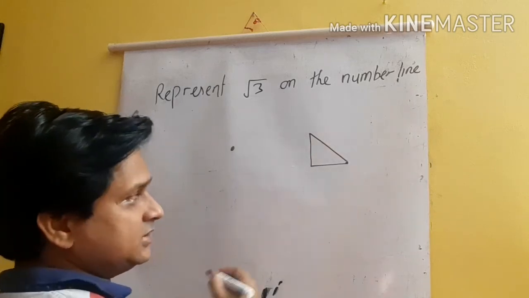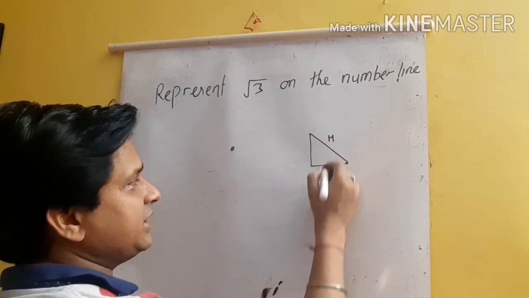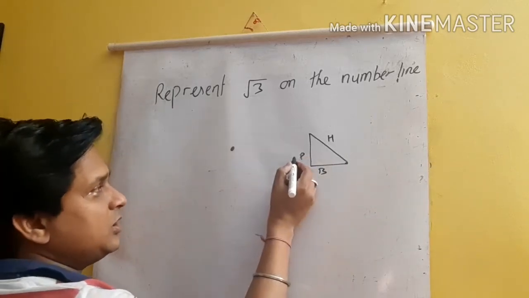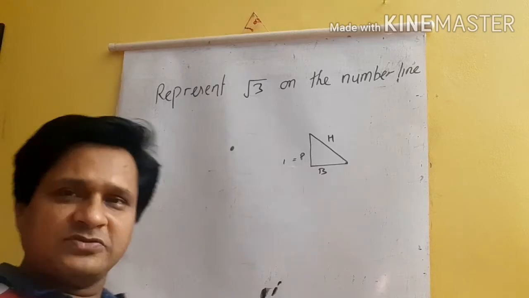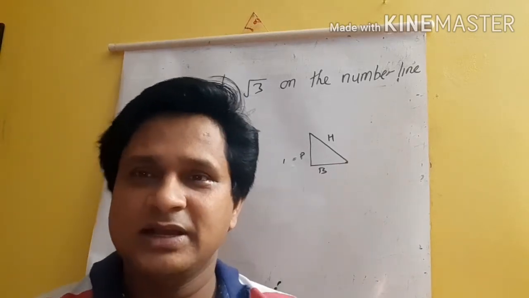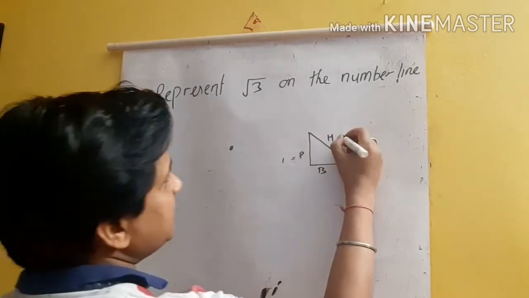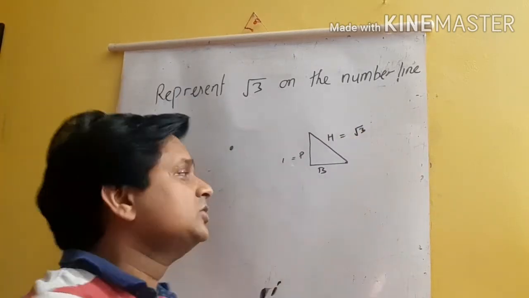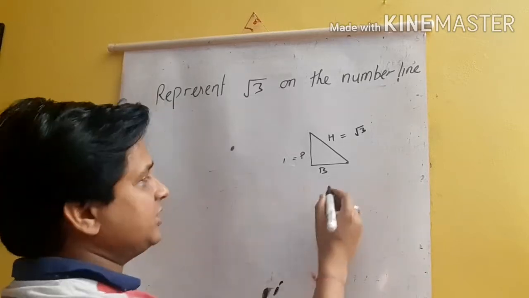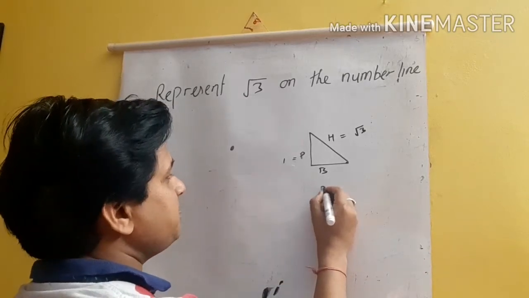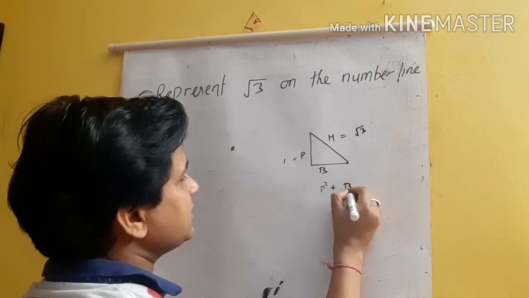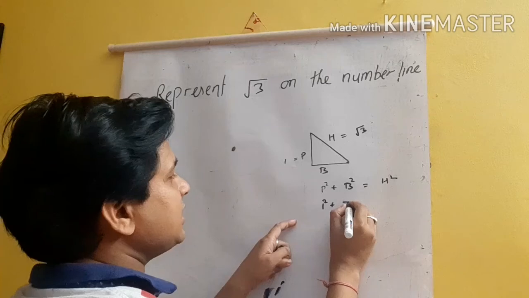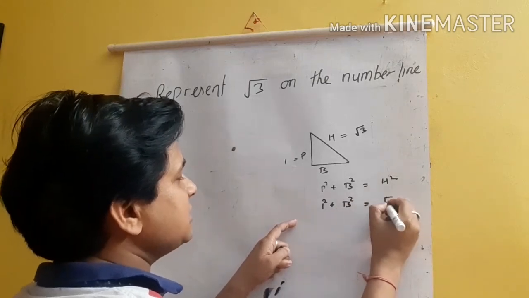This is a right angle triangle, and this is the hypotenuse, this is the base and this is the perpendicular. As you know, the perpendicular is always 1 unit. Whatever is asked, like root 3, will become the hypotenuse. But we don't know the base, so I'll find the base. The formula is p square plus b square is equal to h square. P square means 1 square plus b square is equal to h square, which is root 3 square.